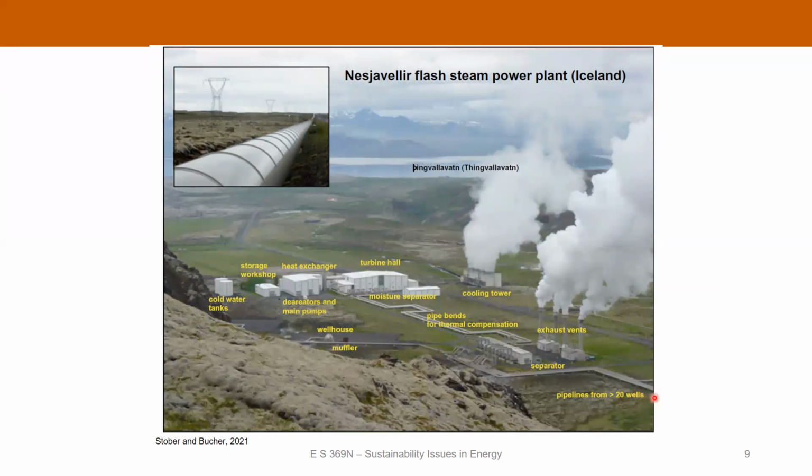So you can see here's the wet steam coming in from the geothermal wells. And here's the separator. Let's see, the steam comes in here to the turbine hall, and then the water gets disposed of somewhere over here. So a little bit different setup, but same general idea.